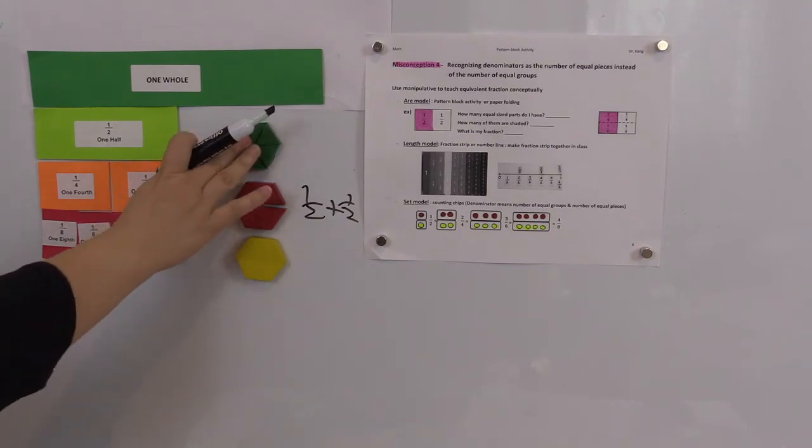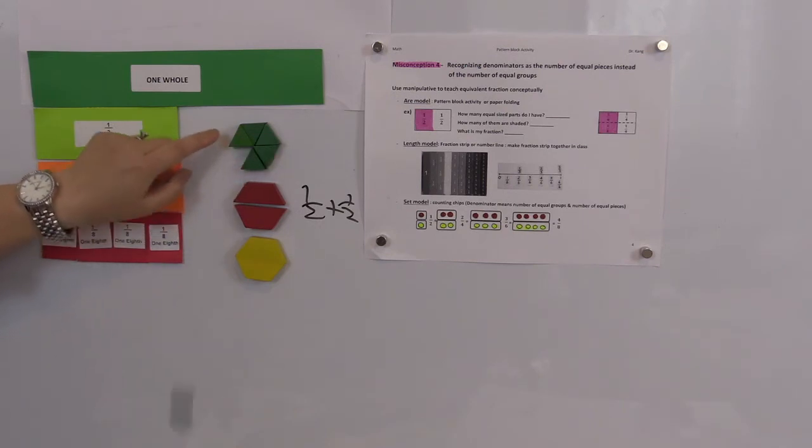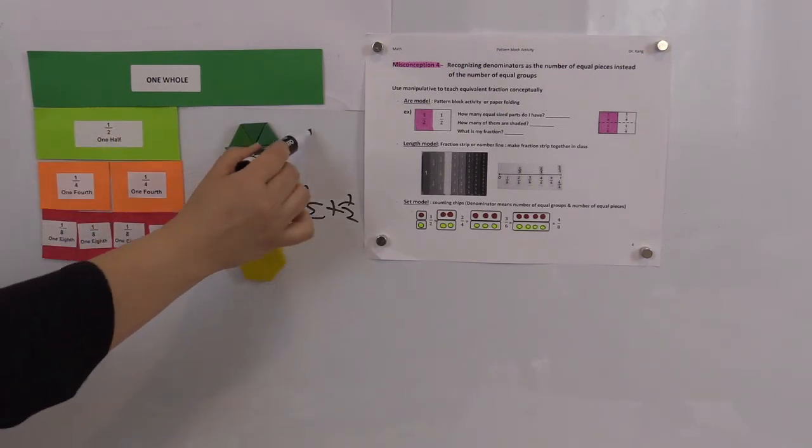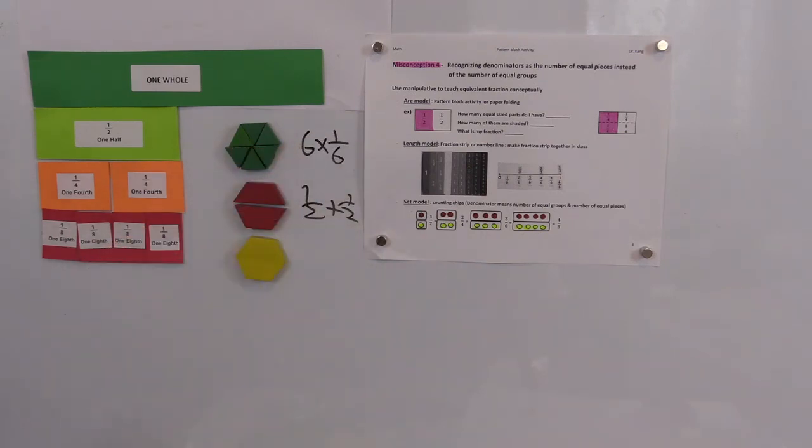What about here? This is 3, 6. There are 6 triangles in here. So it's going to be 6 groups of 1/6, same as all 1. Right?